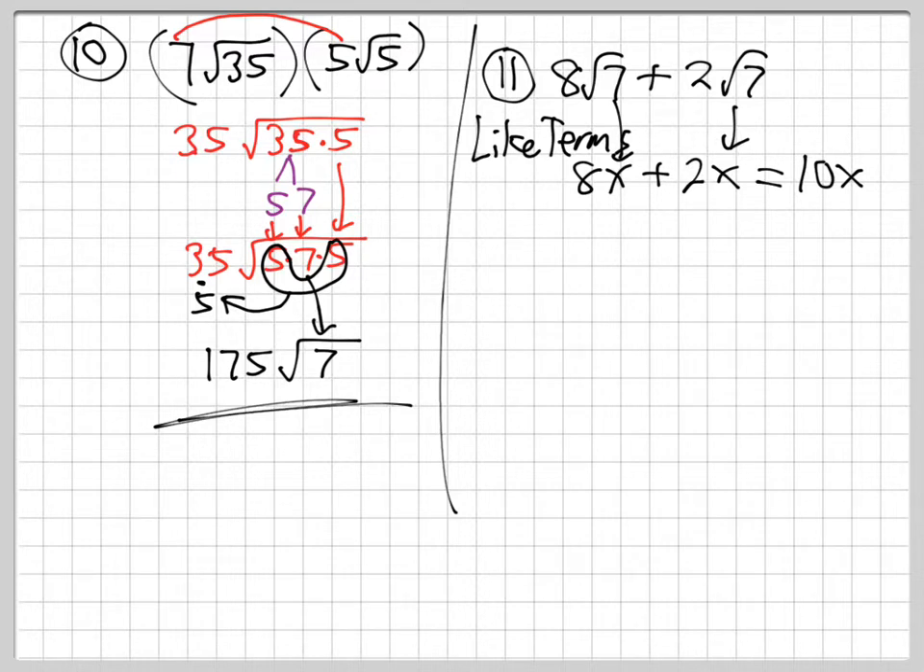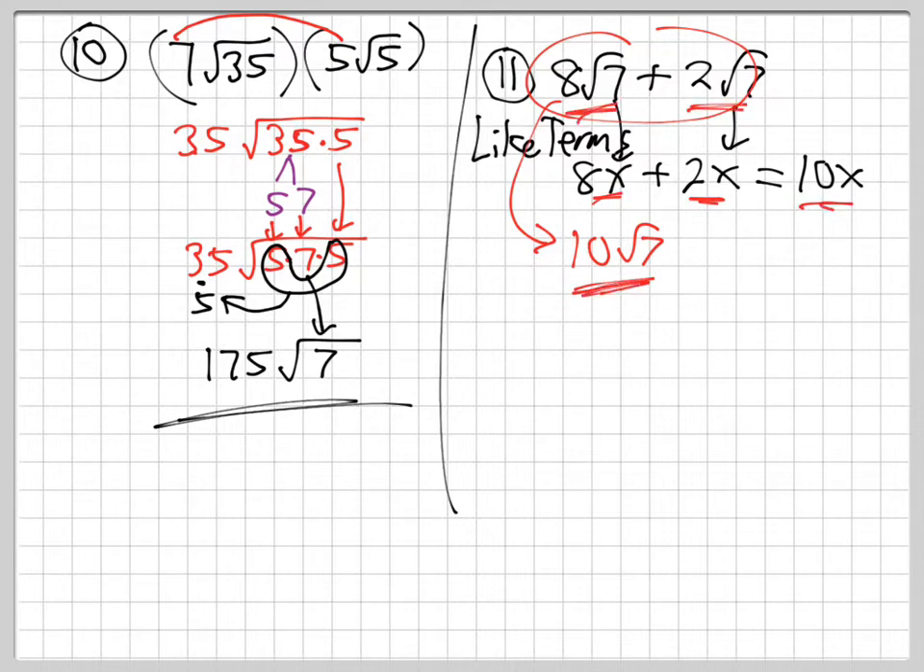And so let's do the same thing with the roots. So what's 8 root 7 plus 2 root 7 going to be? 10 root 7. Same exact thing, huh? Just like 8x and 2x is 10x, 8 root 7, 2 root 7 is 10 root 7. So the root 7 is just like an x. Just treat it just like an x. Just add the numbers in the front. Same exact rules as an x. Questions? We good? All right, so to number 12 we go.